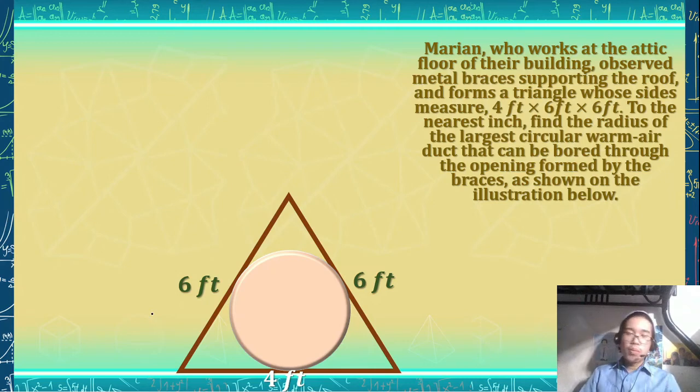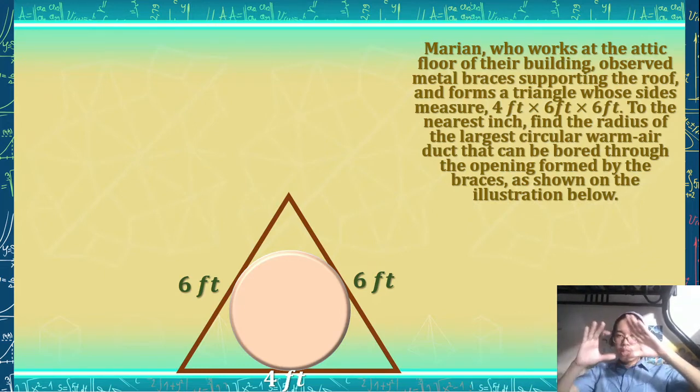For our third problem for sectors and segment areas for circles, this is mostly a sector problem for a circle. Let's try this problem. Marianne, who works at the attic floor at their building, observed that the metal braces supporting the roof form a triangle whose sides measure 6 feet, 6 feet, and then 4 feet.